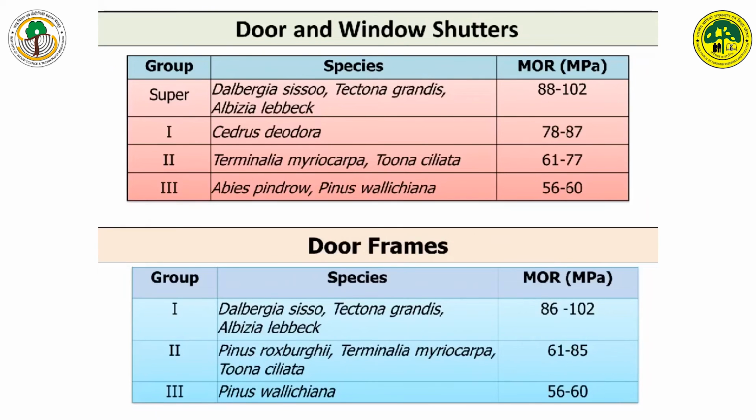And then doors and window shutters, these are the different species, and 4 different groups are there: supergroup, group 1, group 2, and group 3. If modulus of rupture, that is bending strength, falls in the range of 88 to 102, then we can say that wood belongs to supergroup. And if MOR is between 56 to 60, then it belongs to group 3. Then door frames, group 1, group 2, and group 3 similarly have been classified.